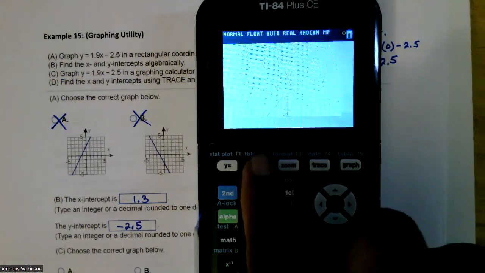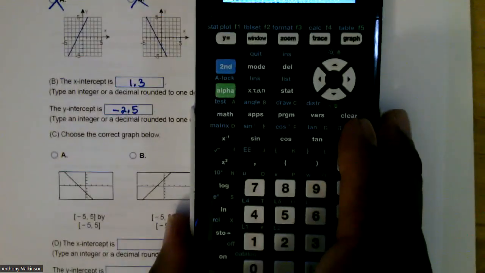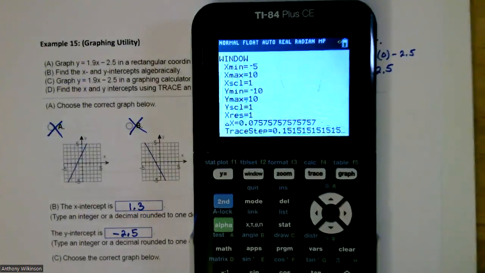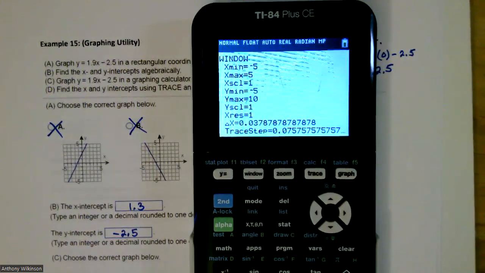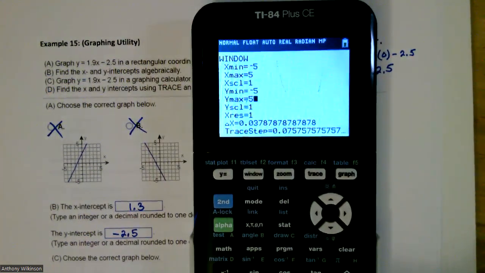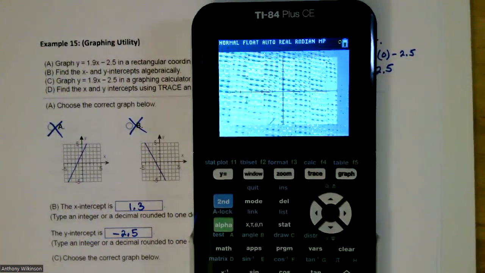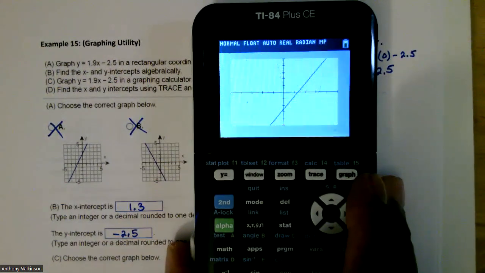And I'm going to change the window here, because in the problem, I'm going to move this paper up, it does say from negative 5 to 5, which means the x minimum will be negative 5, the x max will be 5, the x scale will be 1. And the y min would be negative 5, y max will be 5 with an increment of 1. So I'm going to press graph. This will give you a better view of what that graph looks like, as you can see here.